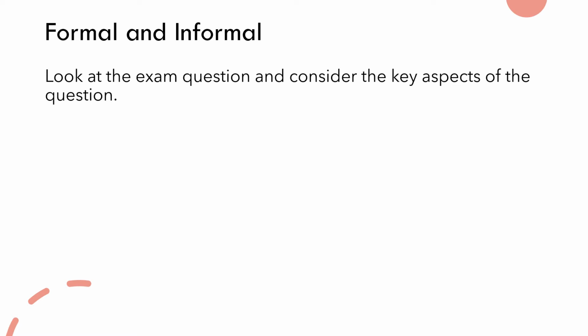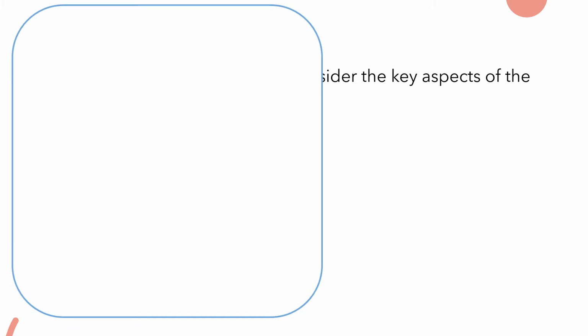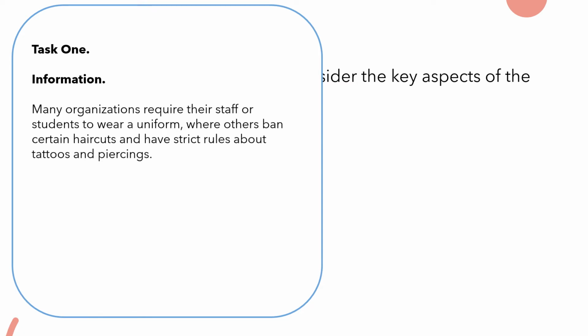Look at the exam question and consider the key aspects of the question. So now we're going to focus on a specific writing question, and this is a typical one that is actually used often for mocks, so it is very likely that you're going to get a scenario like this. Now, first of all, what you're going to be faced with is a task. So task 1 is going to come with a bit of background information regarding a scenario that they might want you to write about. The one that we're going to focus on today is as follows.